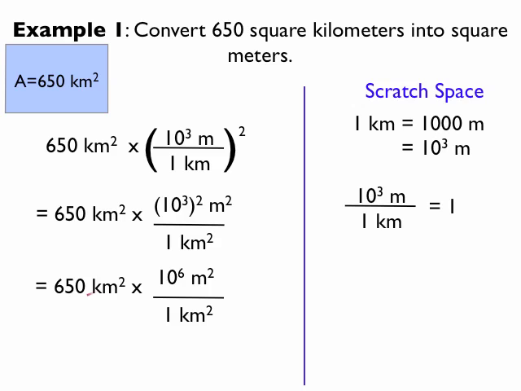Finally, notice that the square kilometers cancel, leaving us with the answer 650 million square meters. To put this answer in standard scientific notation, we must move the decimal point to follow the 6, which means moving it 2 places to the left. 2 places means a factor of 10 to the second, so we can rewrite 650 as 6.5 times 10 to the second power. Now we multiply 10 to the second times 10 to the sixth to get the final answer, 6.5 times 10 to the 8th square meters.